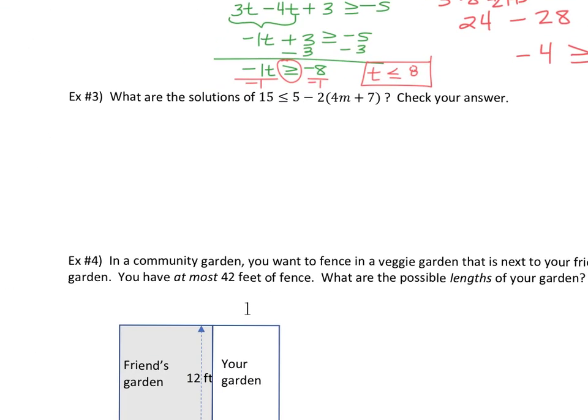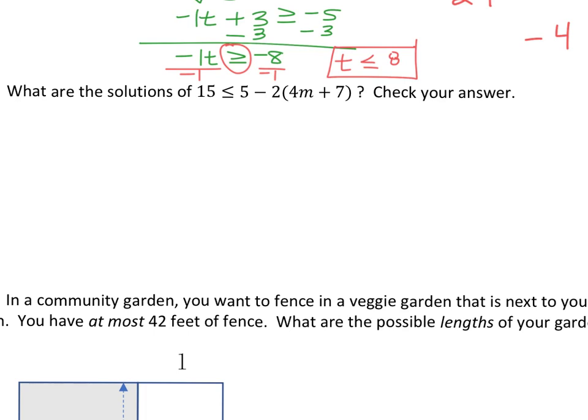All right, third one. What do you do first on this one? You're going to distribute. Okay, now here's what you have to watch out for.